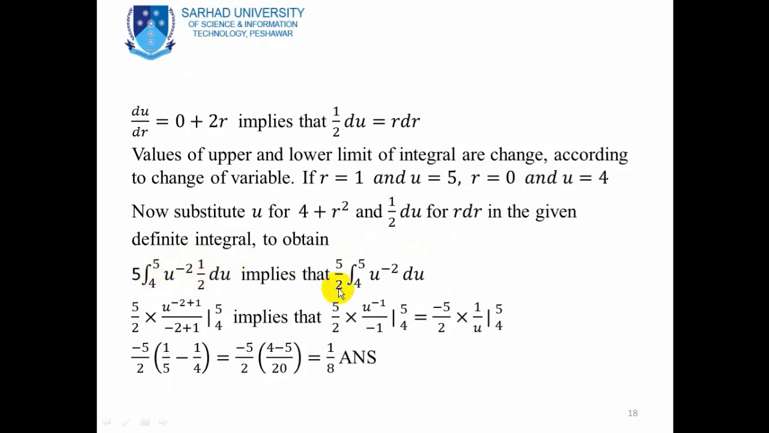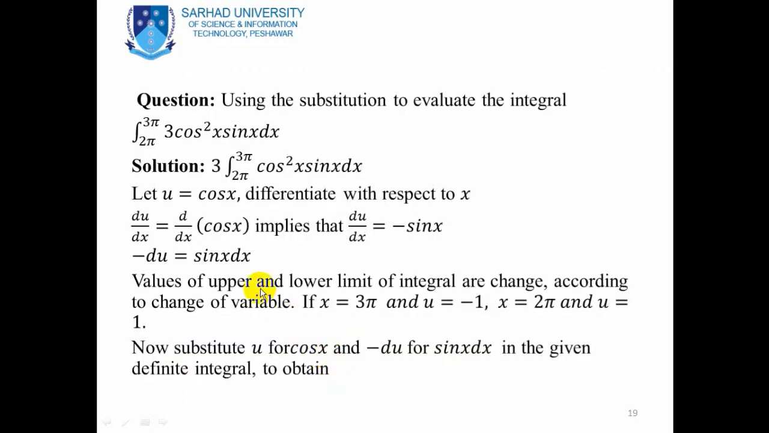Now after taking integration, we obtain minus 5 by 2 into 1 over u, with the limit from 4 to 5. So putting the upper limit and lower limit, we obtain minus 5 by 2 into 1 over 5 minus 1 over 4, and after simplifications we obtain the result is equal to 1 over 8.